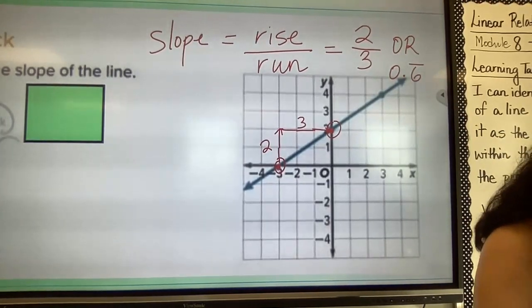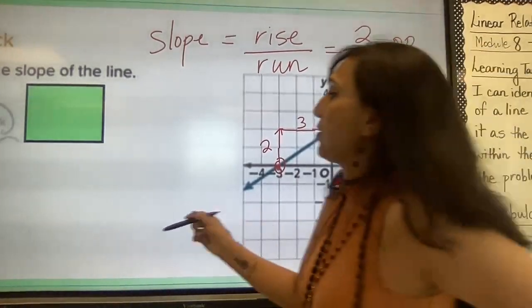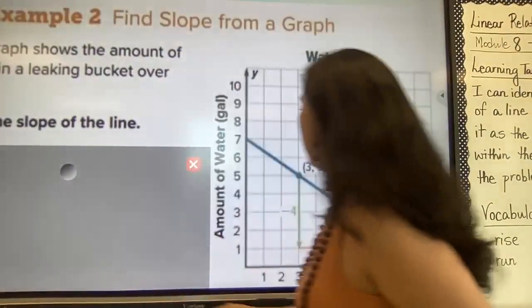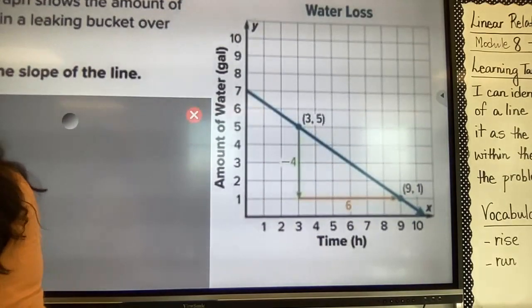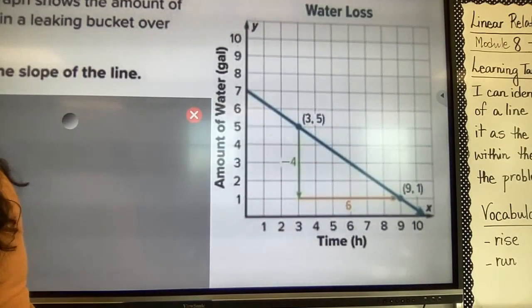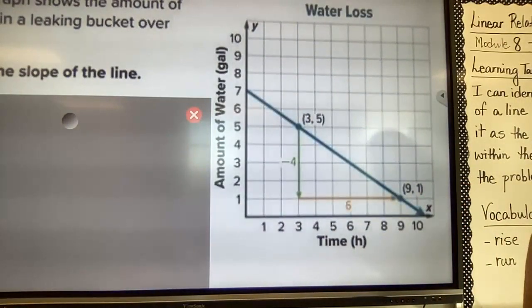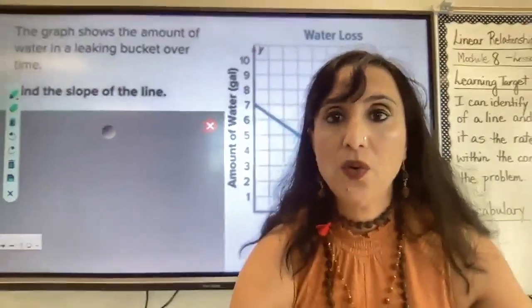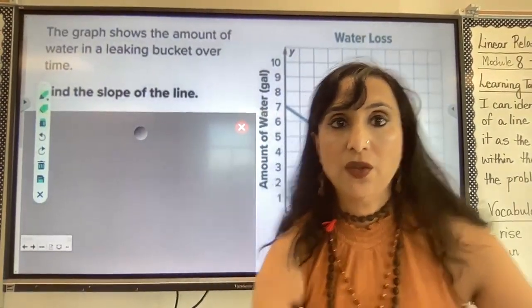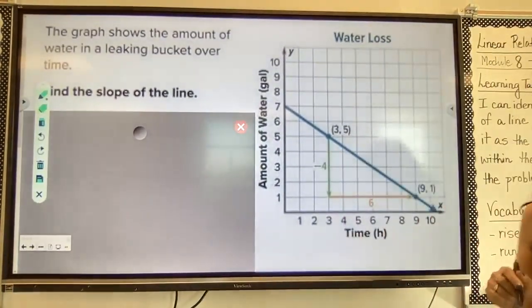Okay, now let's find the slope from a graph, which might be a negative slope also. Okay, so let's look at this one. Let's look at this problem. The graph shows the amount of water in a leaking bucket over time. Find the slope of the line.